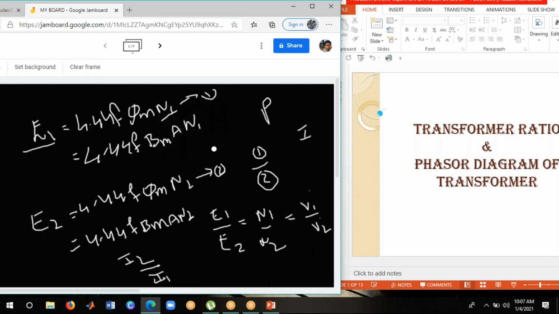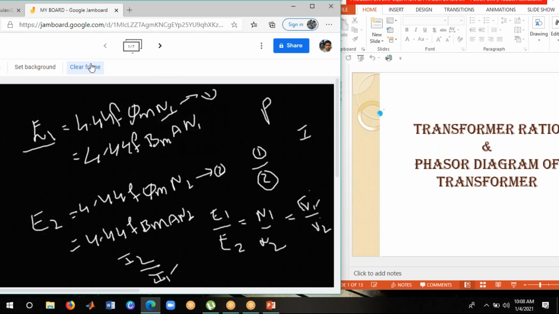Now, I already told you that in a transformer, when the voltage is high, current will be low. If you observe V1 by V2 and I2 by I1, V1 is inversely proportional to I1. So if V1 is in the numerator and I1 is in the denominator, it means that V1 is high and I1 is low.